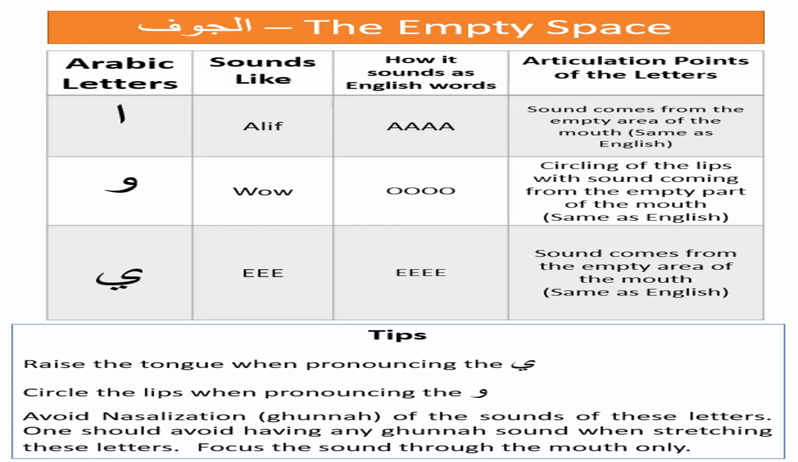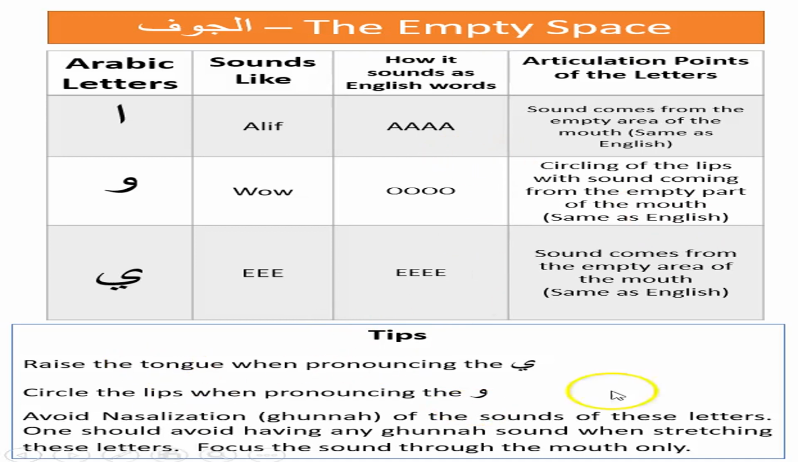Now there are some tips when you're reciting. Again, raise the tongue when you're pronouncing the ya. Okay, and the reason why you raise the tongue is to channel the sound to have that good sound of ee, and that really channels the sound straight out from the throat, directly out of the mouth.